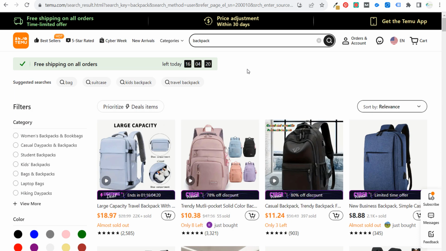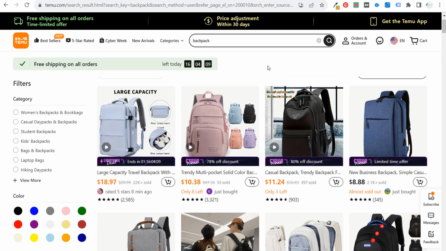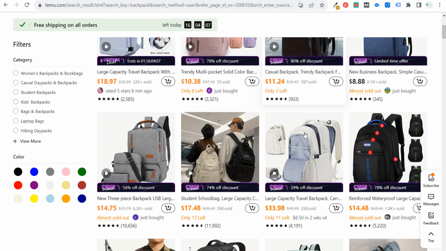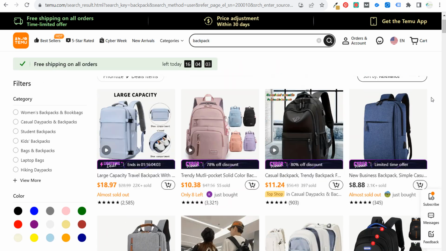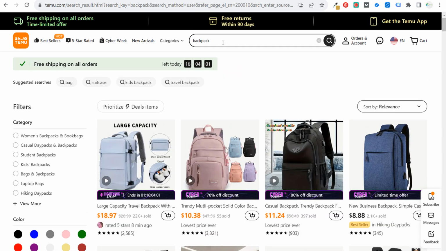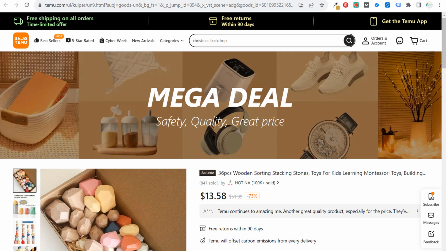Now, they're basically losing money on all their orders because they're spending so much on marketing, and they're just trying to get new customer acquisition. If I search backpack here, you can see how low the prices are for these backpacks. If you're looking for a cheap backpack, you just need something basic, a lot of people are going to come to a website like this and purchase one of these really low price backpacks. Same thing when it comes to any other type of product.